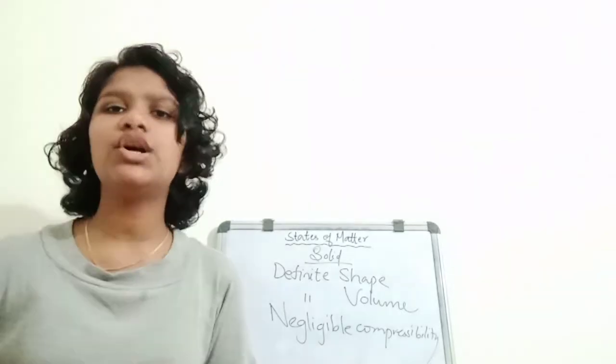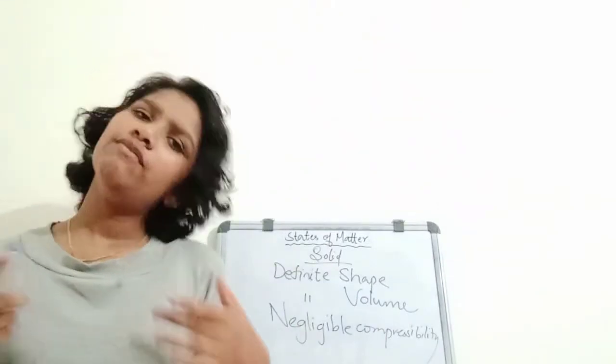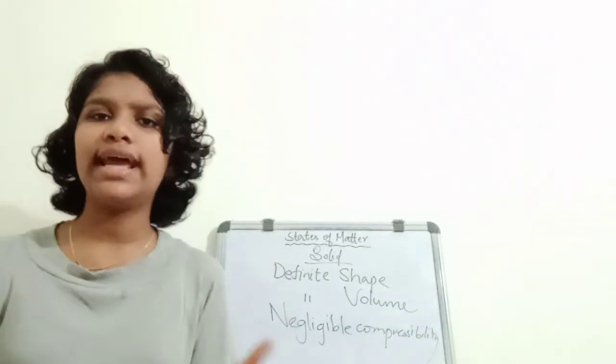But salt is also a solid. A solid has a definite volume and a definite shape. Why did it change its shape like water? So how can I tell it is a solid?